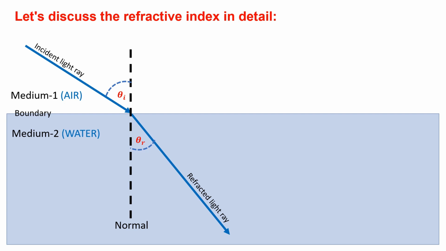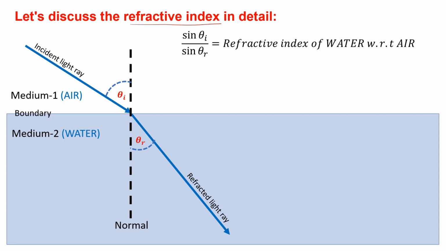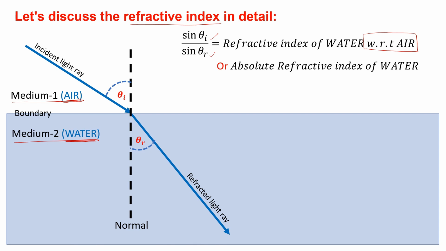We are discussing more about the refractive index. So here the medium 1 is the air, the medium 2 is water. If we are calculating the ratio of sin theta i by sin theta r, which is the constant we are getting, in this case we get the refractive index of the water with respect to air. Whenever the first medium is the air, generally we don't write with respect to air or with respect to vacuum, we simply say refractive index of the water. More clearly, it is the absolute refractive index of the water.